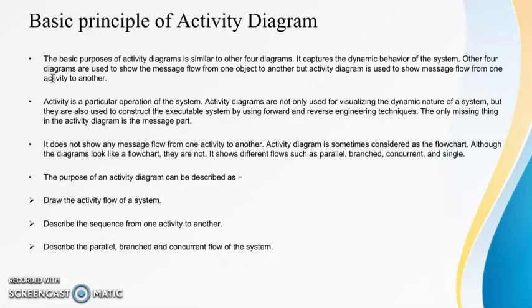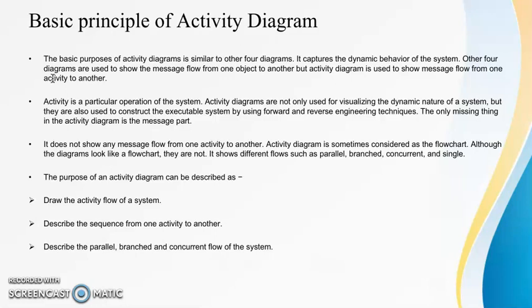Activity diagrams are not only used for visualizing the dynamic nature of a system, but they are also used to construct the executable system by using forward and reverse engineering techniques. It does not show any message flow from one activity to another. An activity diagram is sometimes considered a flowchart. Although the diagram looks like a flowchart, it is not. It shows different flows such as parallel, branch, concurrent, and single.